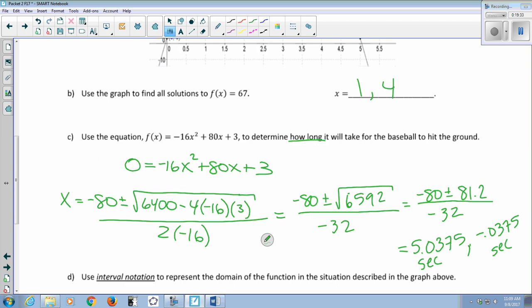But we talked about the domain of this function being strictly positive values because this is time, and it's measuring time since you threw this baseball. And before you threw it, you have no idea what the baseball was doing. So we can't use negative time to determine the height of the baseball. So this baseball hits the ground after just over 5 seconds.